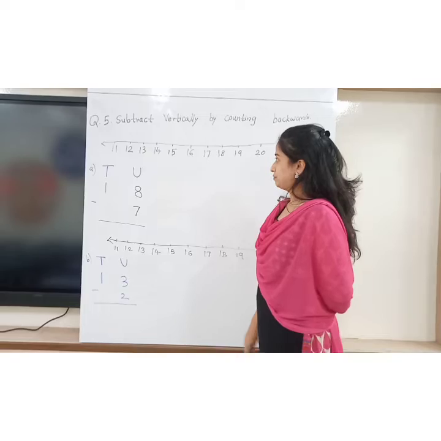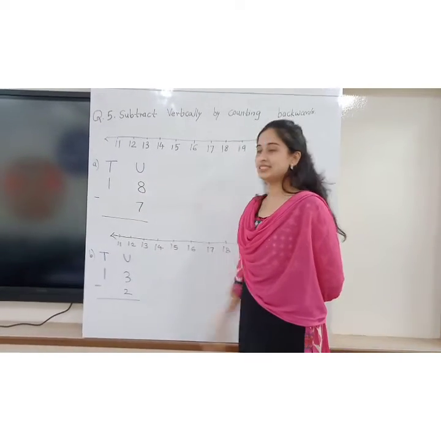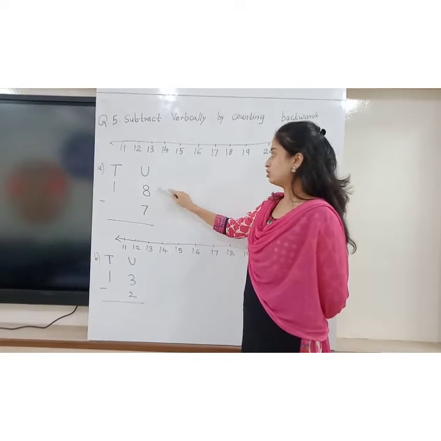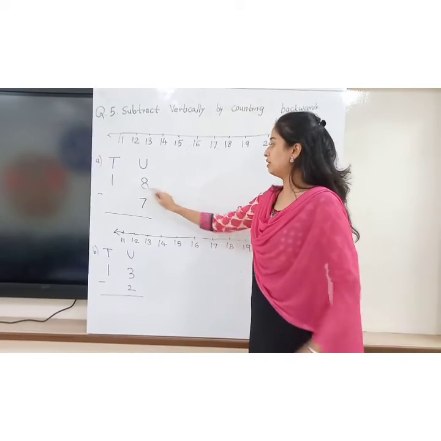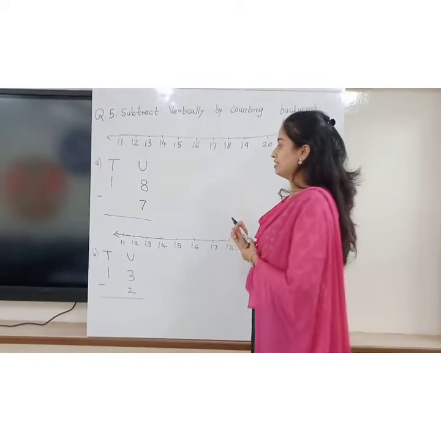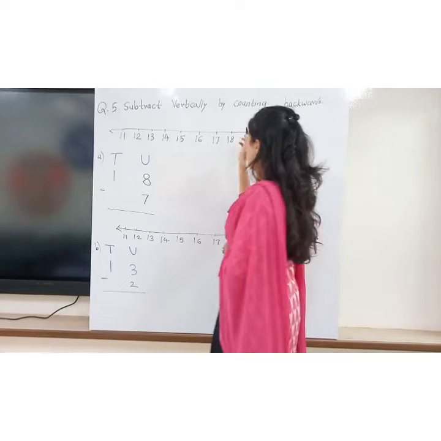So now let us see what is the first sum. It is 18 minus 7. So we always subtract the smaller number from the bigger. Yes, so on the number line we will start with the bigger number. Which is the bigger number? 18. So I will start with 18 and count 7 backwards. We are doing subtraction, so I will count backwards.